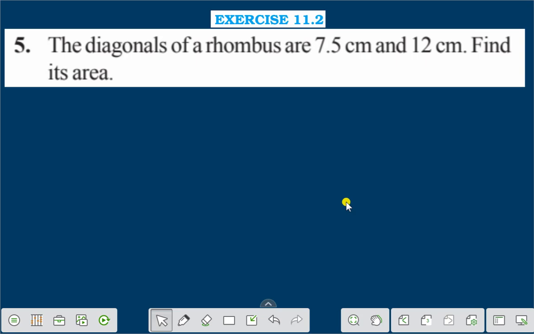Hello everyone. Today we shall discuss exercise 11.2 question number 5. The diagonals of a rhombus are 7.5 centimeter and 12 centimeter. Find its area. Let us find the area.